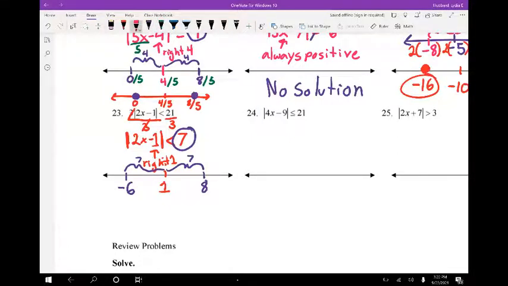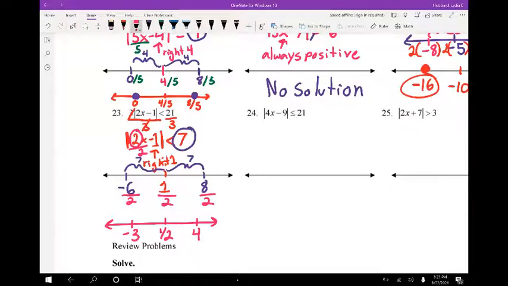Before we can draw our graph, we see that we still have this 2 in front of this x. To get rid of that, we have to divide by 2. So we're going to divide all 3 of these by 2. I'm going to draw a new number line. Negative 6 divided by 2 is negative 3. 1 divided by 2, we'll just write as 1/2. And 8 divided by 2 is 4.